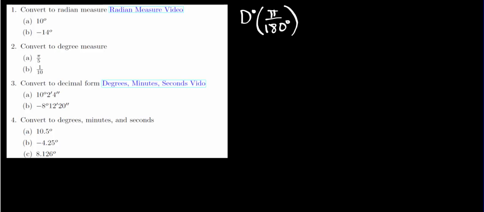So for example, 10 degrees, you're going to say 10 times pi over 180. Okay? And then, of course, that'd be pi over 18. You simplify it. Same for this negative 14 times pi over 180.